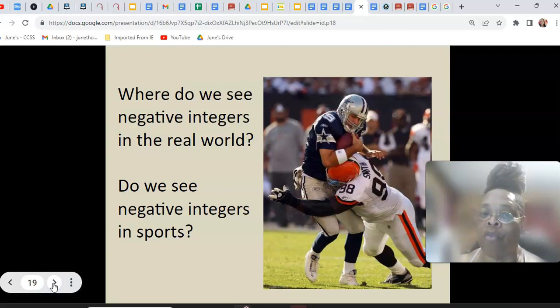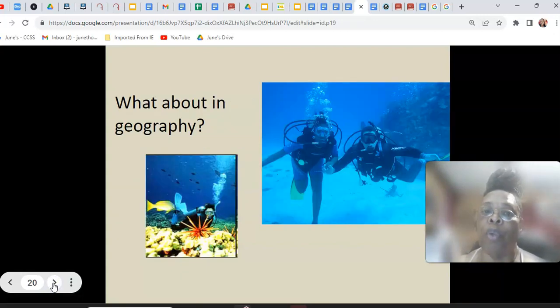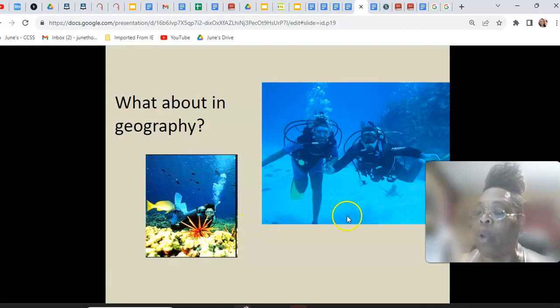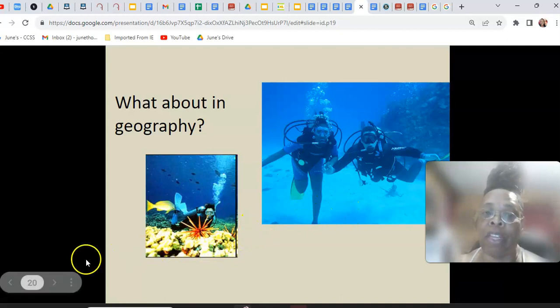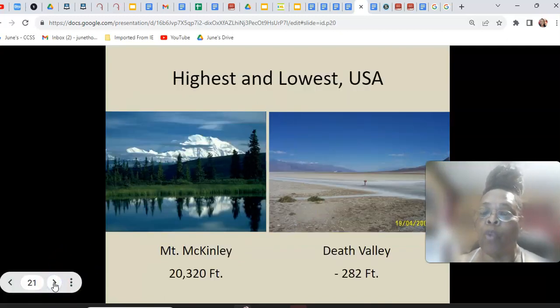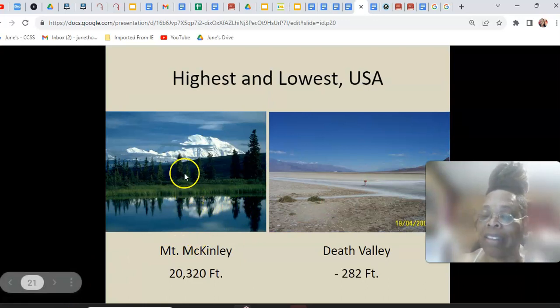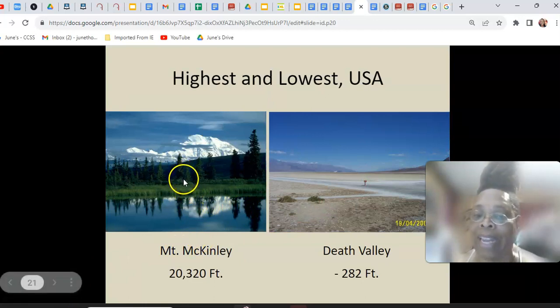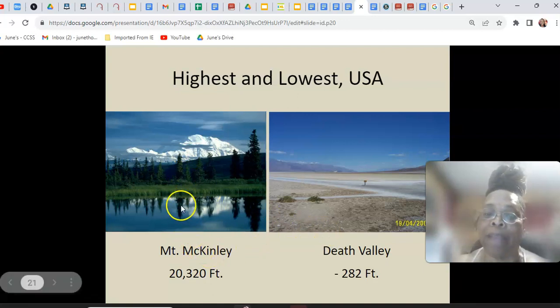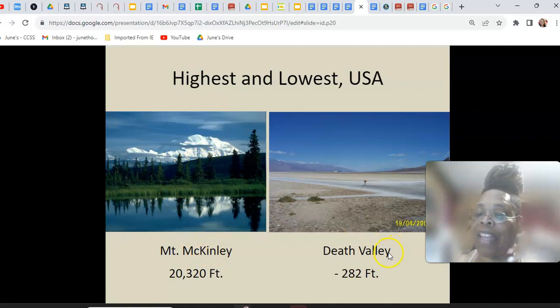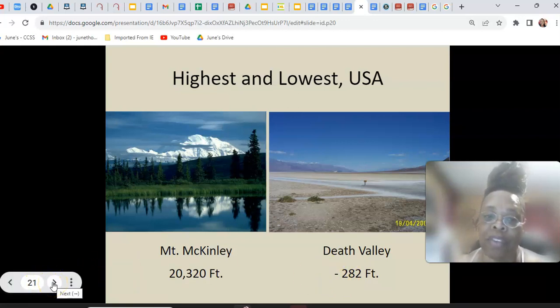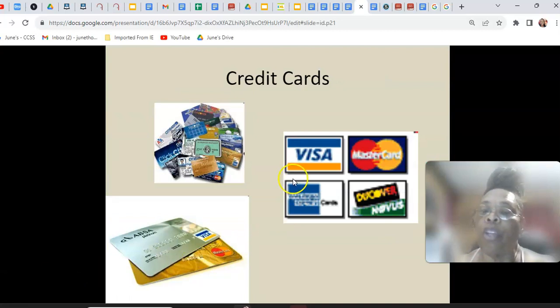How do we use integers in the real world? We can use them to describe the statistics in sports. We can use them to describe the level you are below the sea or above the sea. So we can use them in geography. We can use them to determine the highest a piece of land is or the lowest. This mountain is higher than Death Valley, which is lowest. And notice Death Valley is below sea level, even though it's land.